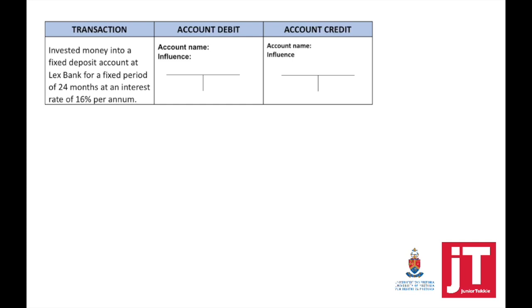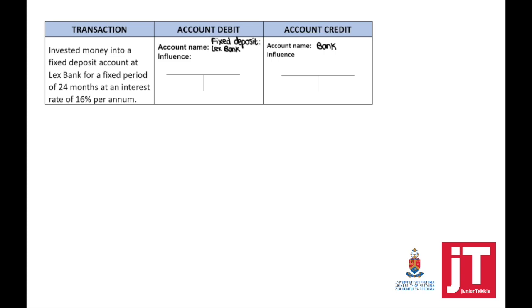Now they just said for which period, that is for 24 months, and the interest that we are going to generate from that will be 16% per annum. So to show this, the two accounts involved are fixed deposit, and you need to be specific. What is the bank's name? It is Lex Bank. And we took money out of our bank account.